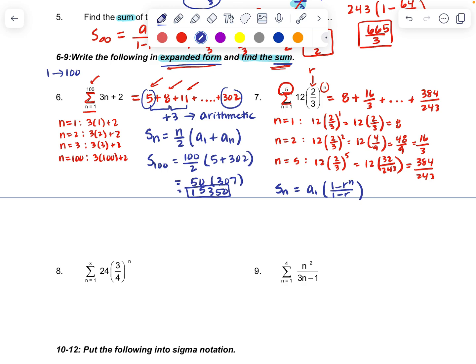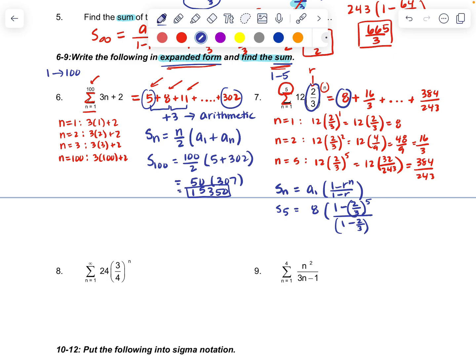Okay, so how many terms am I looking for? I'm going from 1 to 5, so that's 5 terms, right? If you count on your fingers, 1, 2, 3, 4, 5, that's 5 terms. So I want S sub 5 equals A sub 1. That's my first term, which is the 8. Times 1 minus the common ratio. You guys, we found that right here. The common ratio is 2/3, so it's 2/3 to the n, which is 5, all over 1 minus 2/3.